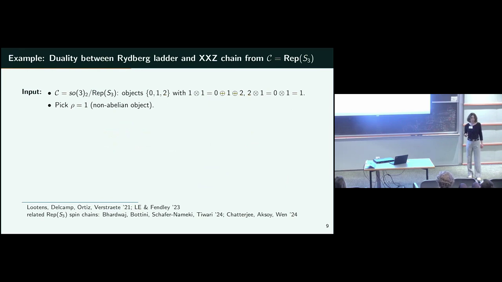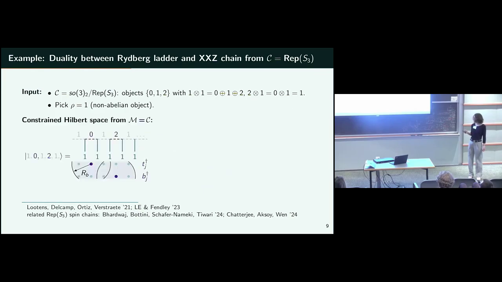Okay, so let's do an example that I will later redo in 2+1d. So we take the rep S3 category as input. I will denote the non-abelian object by 1 here because it has this spin 1-like fusion rule. Then with the regular module category, we get some constrained Hilbert space because the objects 0 and 2 always have to be next to edges which are labeled by 1. And there's a physical interpretation of this in terms of Rydberg atoms on a ladder.